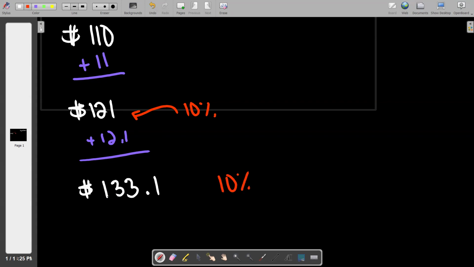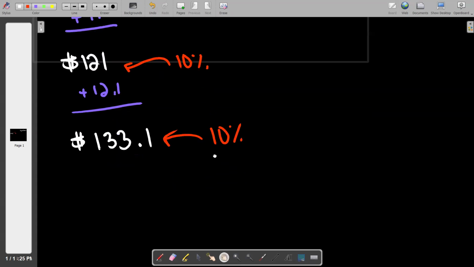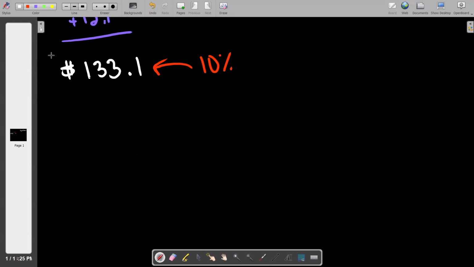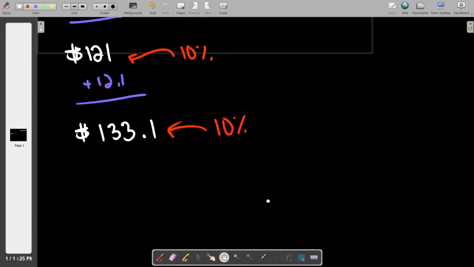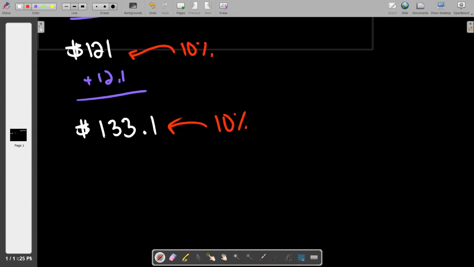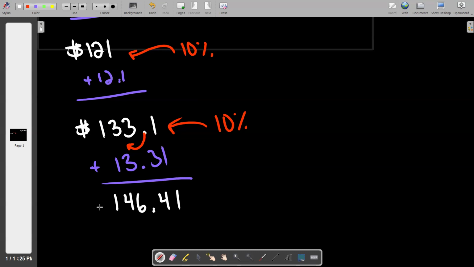If I take 10% of Shariah's new balance, what is 10% of 133.1? 1331, I think. Yeah, 1331, right? Got to just move the decimal one place to the left. So 10% of that is $13 and 31 cents. And if you add those together, what is Shariah's new bank account balance? 146.41. Correct.